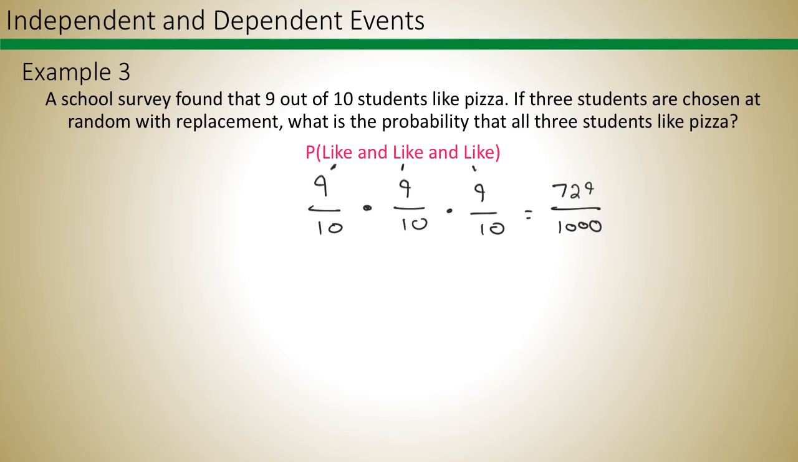And that does not simplify. So it's just going to stay, the fraction form is going to be that. The decimal for that would be 0.729. Or if we wanted a percentage, it's 72.9%. Okay, so it's actually very likely that if I picked 3 students, they all would like pizza.